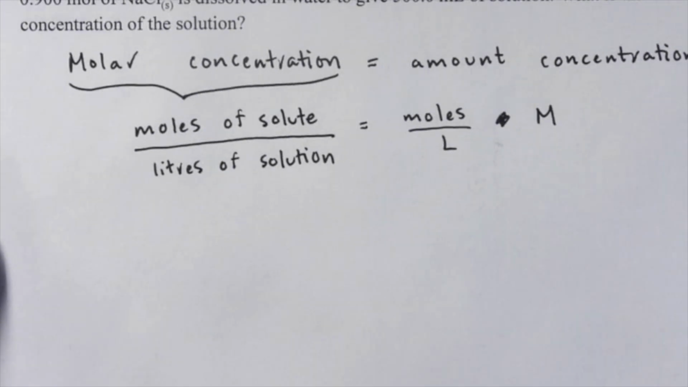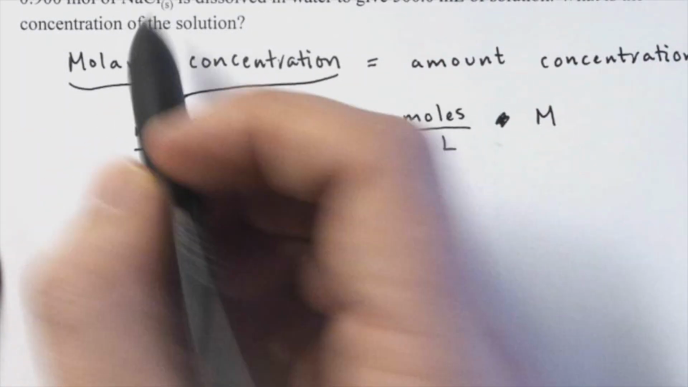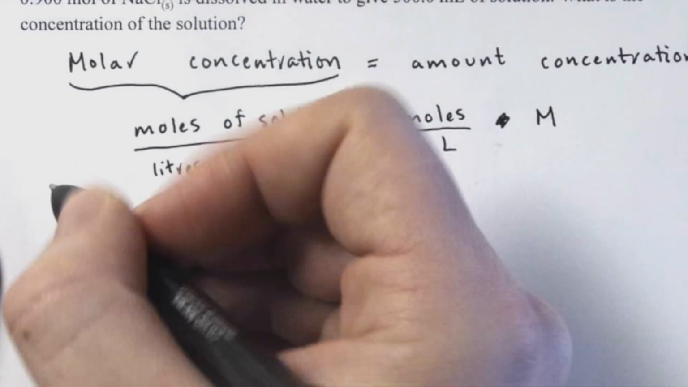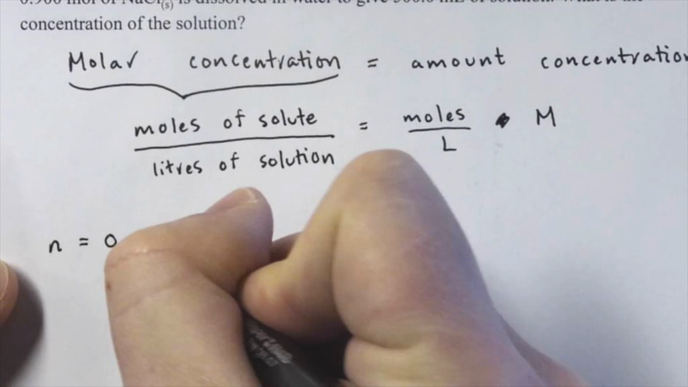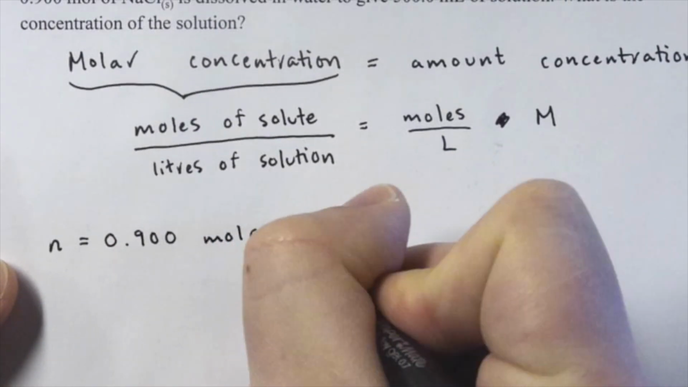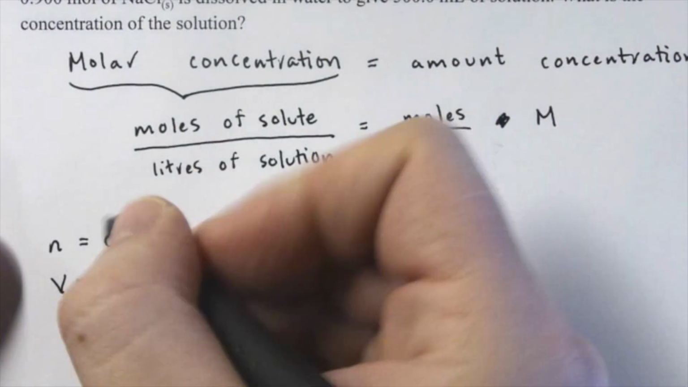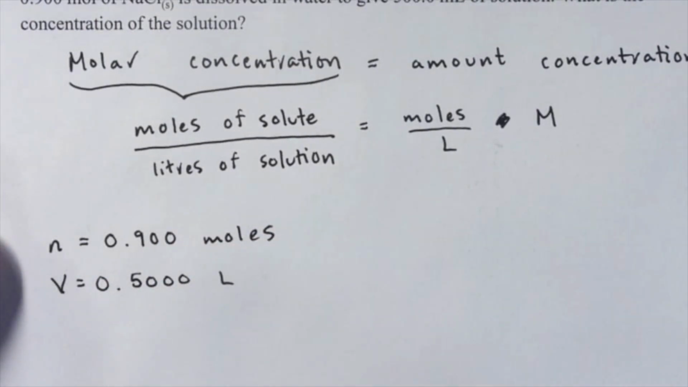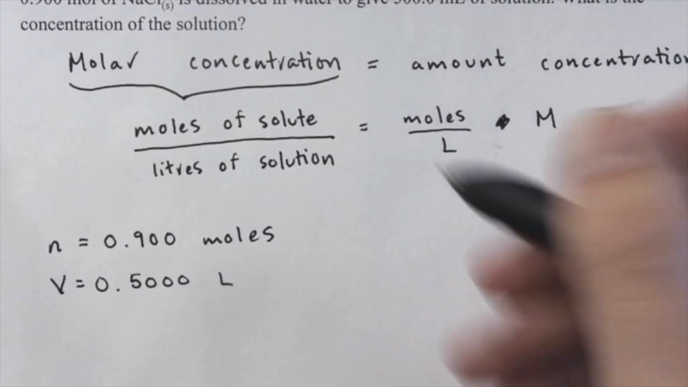So what is the concentration of this solution? Well, we just have to plug in our numbers at this point. We know that we have some sodium chloride, so that's just table salt. We dissolve it in water, and that means we have moles represented by n. That's 0.900 moles. And I have a volume of, what's my volume? 500 mL, but of course we need to convert that into liters and keep all our significant digits. So that gives us 0.5000 liters.